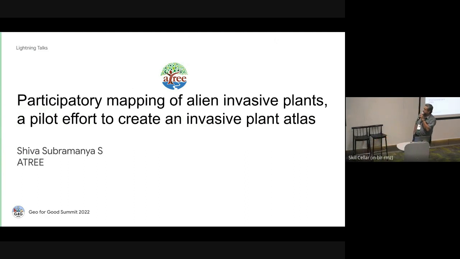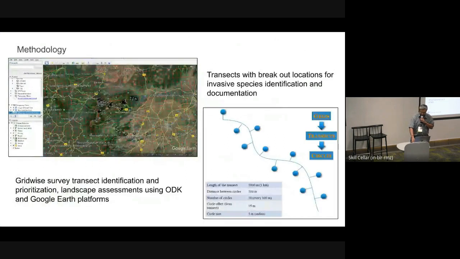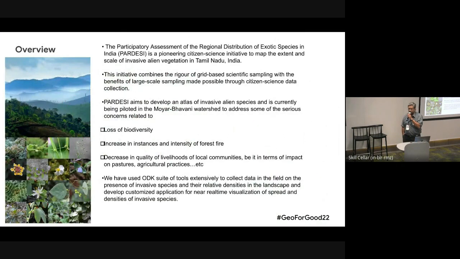The participatory mapping of alien invasive plants is an initiative started with the aim of producing an atlas of invasive plants across a pilot region of Tamil Nadu. It's a citizen science driven initiative to measure the extent and scale of invasive alien vegetation across that region. The initiative involves rigorous grid-based sampling of data using citizen science groups or local communities.